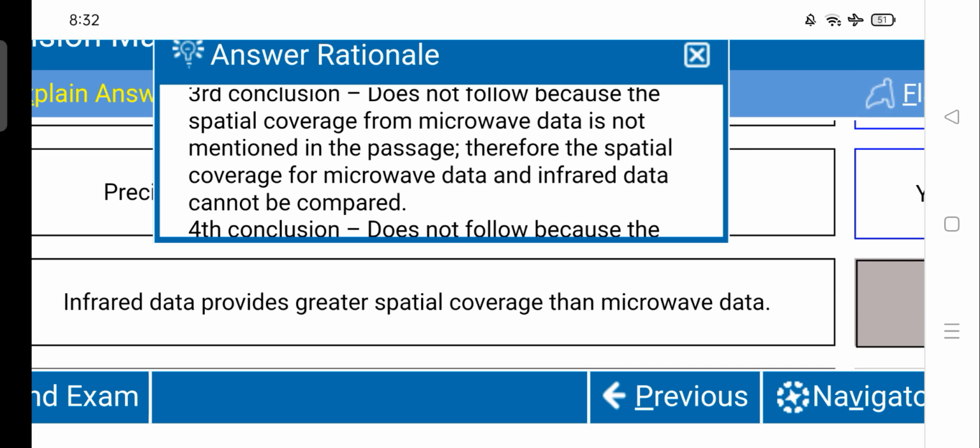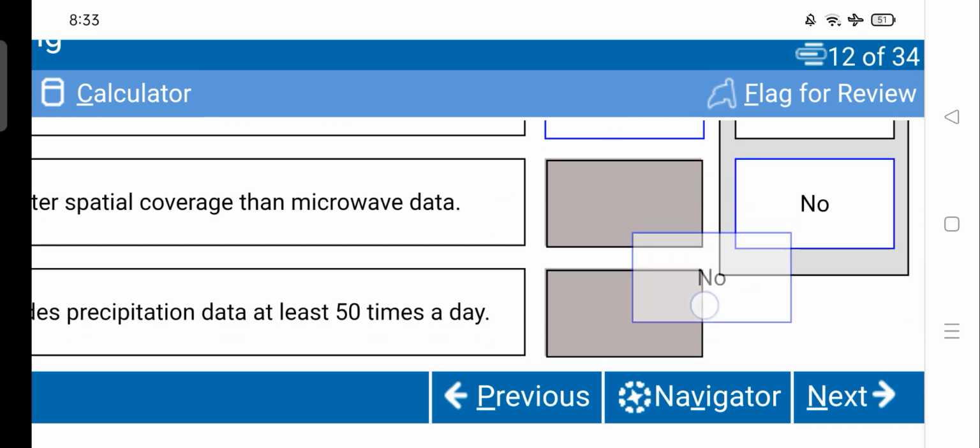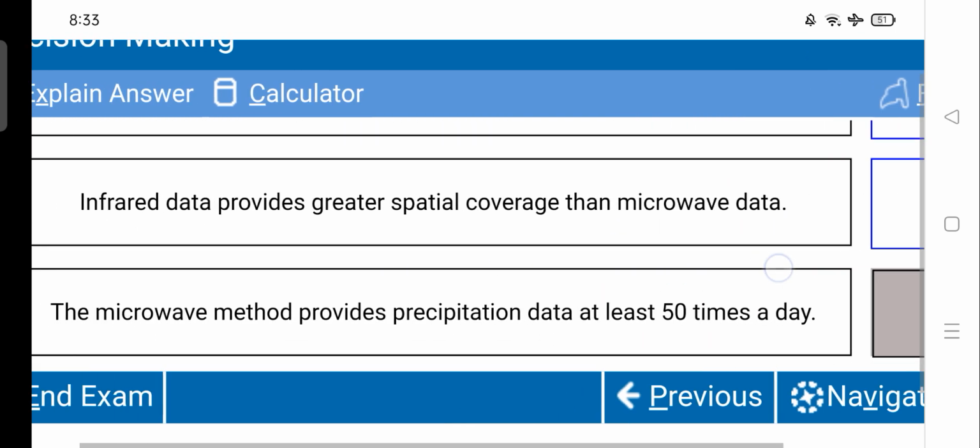Therefore, the spatial coverage for microwave data and infrared data cannot be compared. So that's why the third conclusion does not follow. So we will drag our no and drop it in front of it.